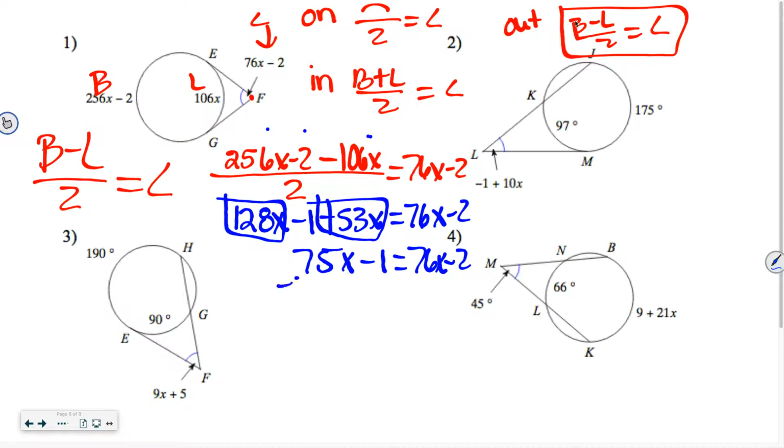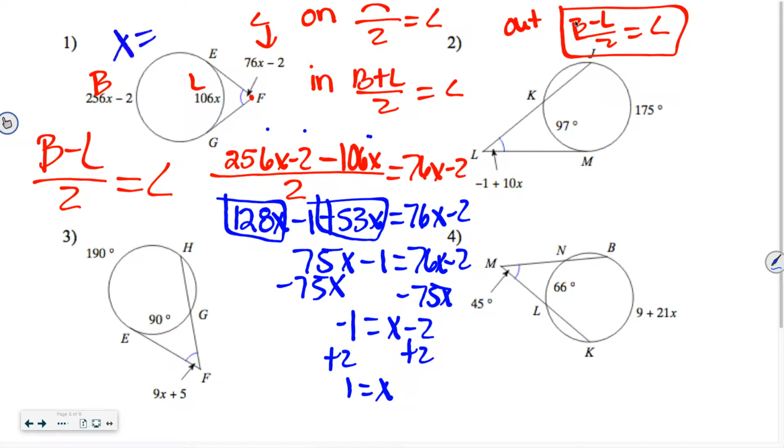I'm going to subtract 75x from both sides. I get negative 1 equals x minus 2. I'm going to add 2 to both sides, and I see 1 equals x. Now, we didn't think it was going to come out that easy, but x equals 1. All right, we're going to go ahead and do problem 2 together as well, and then I'll let you try 3 and 4.